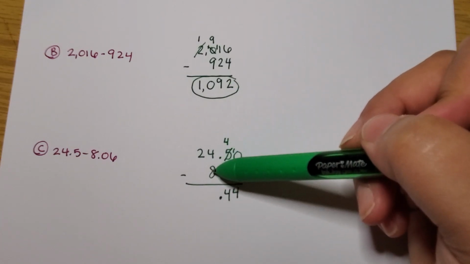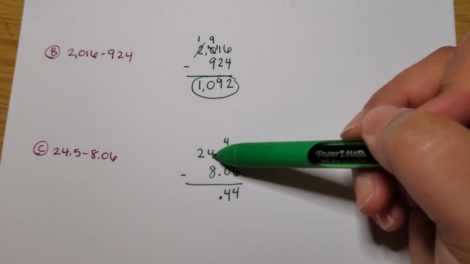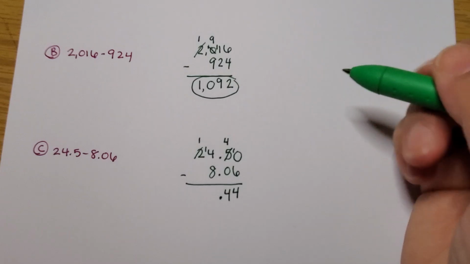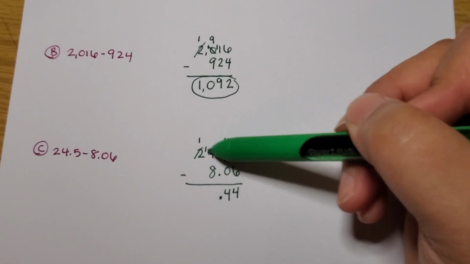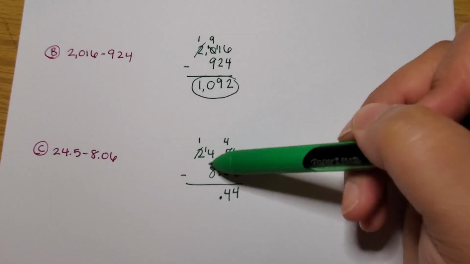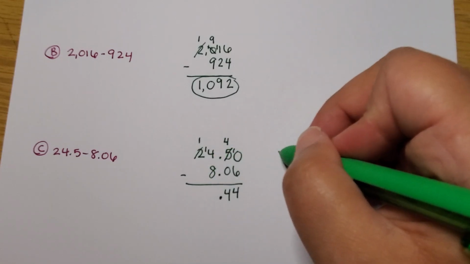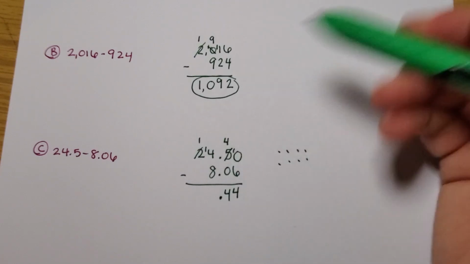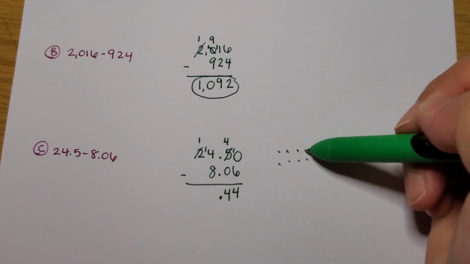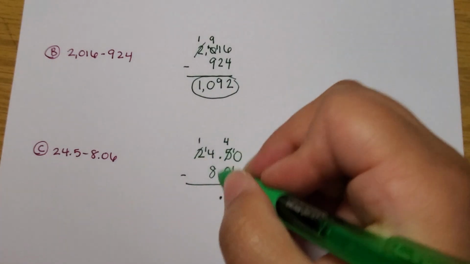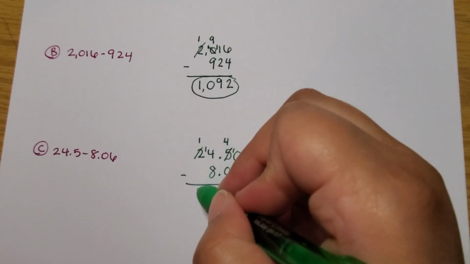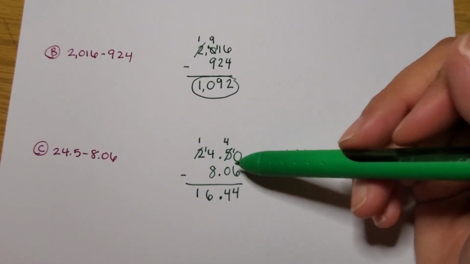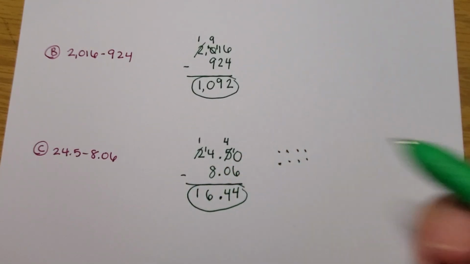Now I can't do 4 minus 8 since the 4 is smaller, so we can borrow again. So from the 2, I'm going to borrow a 1. And so 2 becomes 1, and the 4 turns into 14. And now we can do 14 minus 8. So 1, 2, 3, 4, 5, 6, 7, 8. All right, let's count down, starting at 14. 13, 12, 11, 10, 9, 8, 7, 6. And then we can bring down the 1. So 24.50 minus 8.06 is going to give us 16 and 44 hundredths.